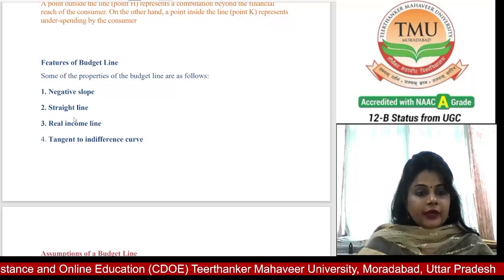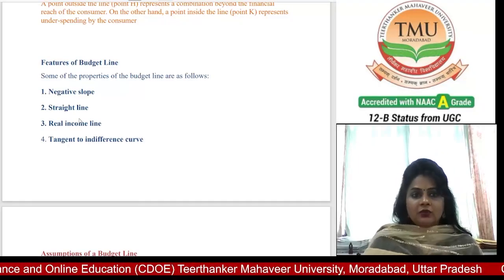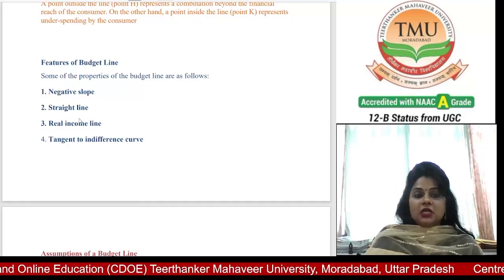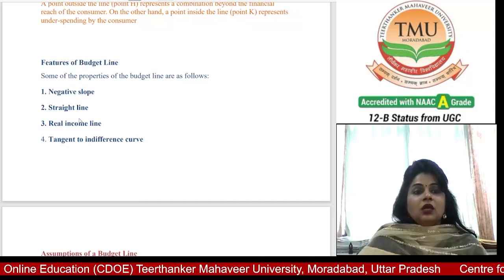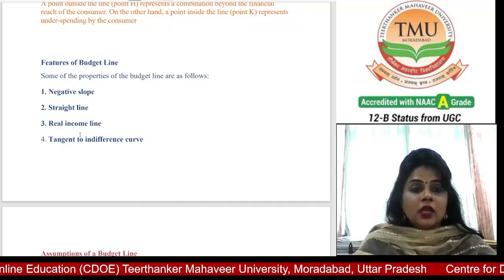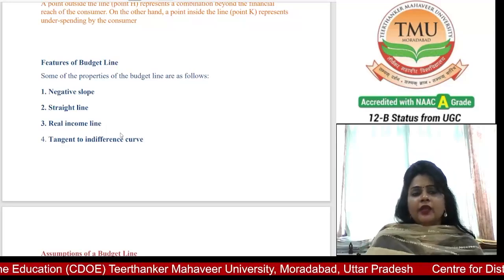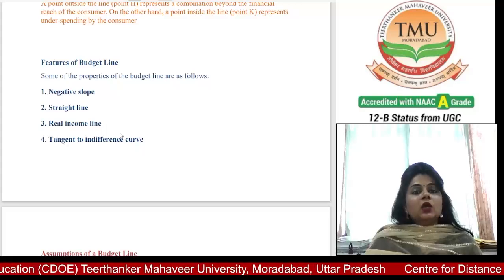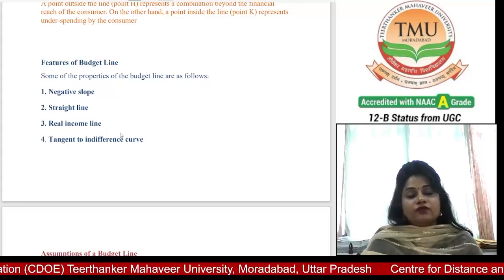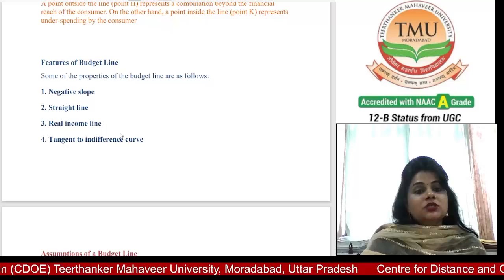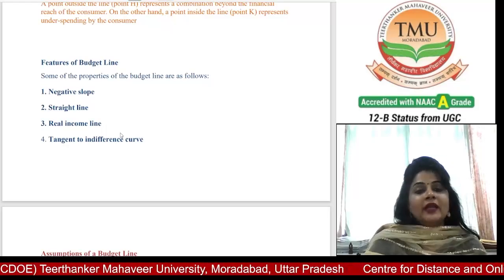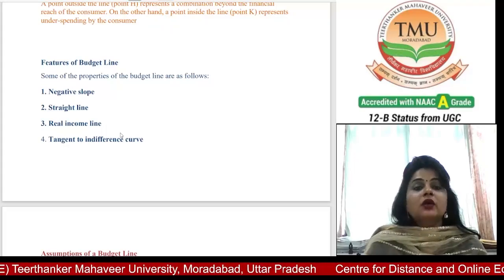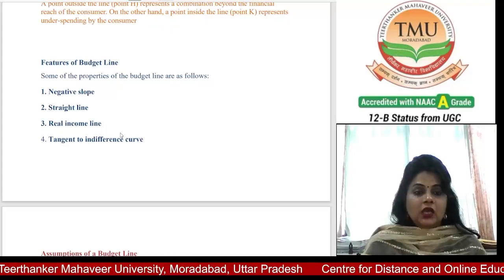Now, second, straight line. In which condition does the line become a straight line? It indicates a continuous market rate of exchange in individual combinations. Next, the real income line. The real income denotes the income and the spending size of the consumer. What is the purchasing power of the consumer? It denotes the income. It also shows the income and spending size, how many goods a consumer can purchase with the given income.